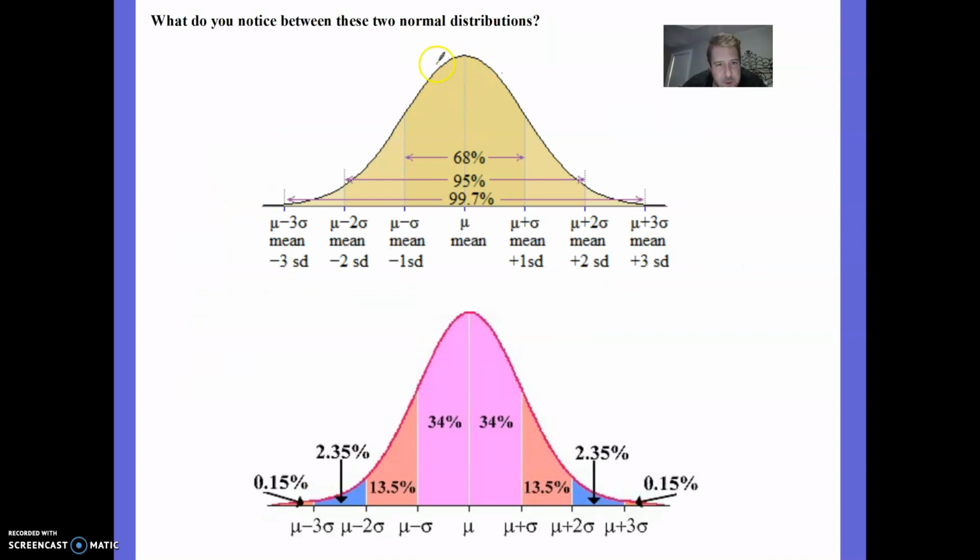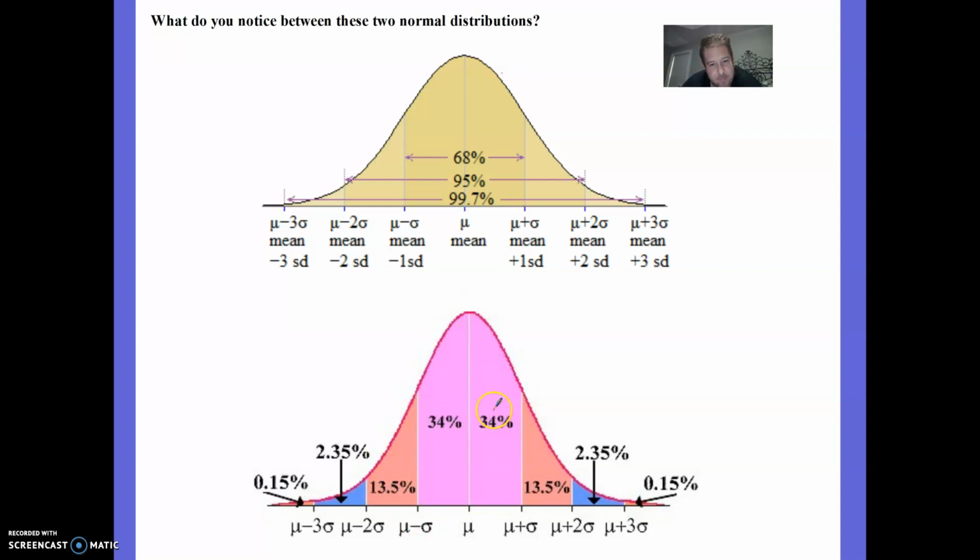All right, so what do you notice between these two normal distributions? So this shows you 1 standard deviation, 2 standard deviations, 3 standard deviations away from the center. And down here, you can see the percentages that we talked about on the last video. So I think I actually shared you one that was different than this one, but this is the numbers that I was given. This is the most standard used.